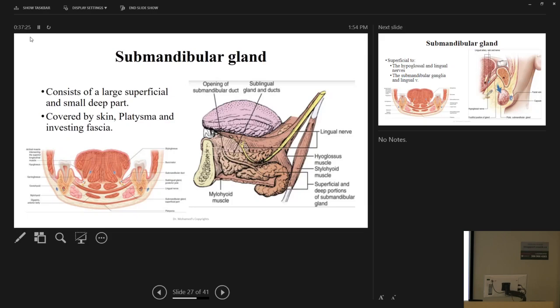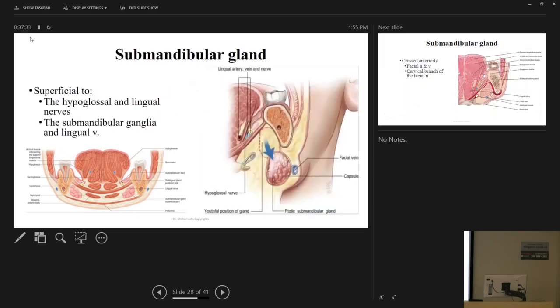Of course, also, what's not shown here, I think it's going to be a nerve, right? Okay. So the submandibular salivary gland itself, we have seen what's superficial to it, right? Let's see what it is superficial to. It's superficial to those structures here. It's superficial to the hypoglossal and lingual nerves, right? It's superficial to the submandibular ganglion and lingual vein. So now we know what's superficial to it and what it is superficial to, right?